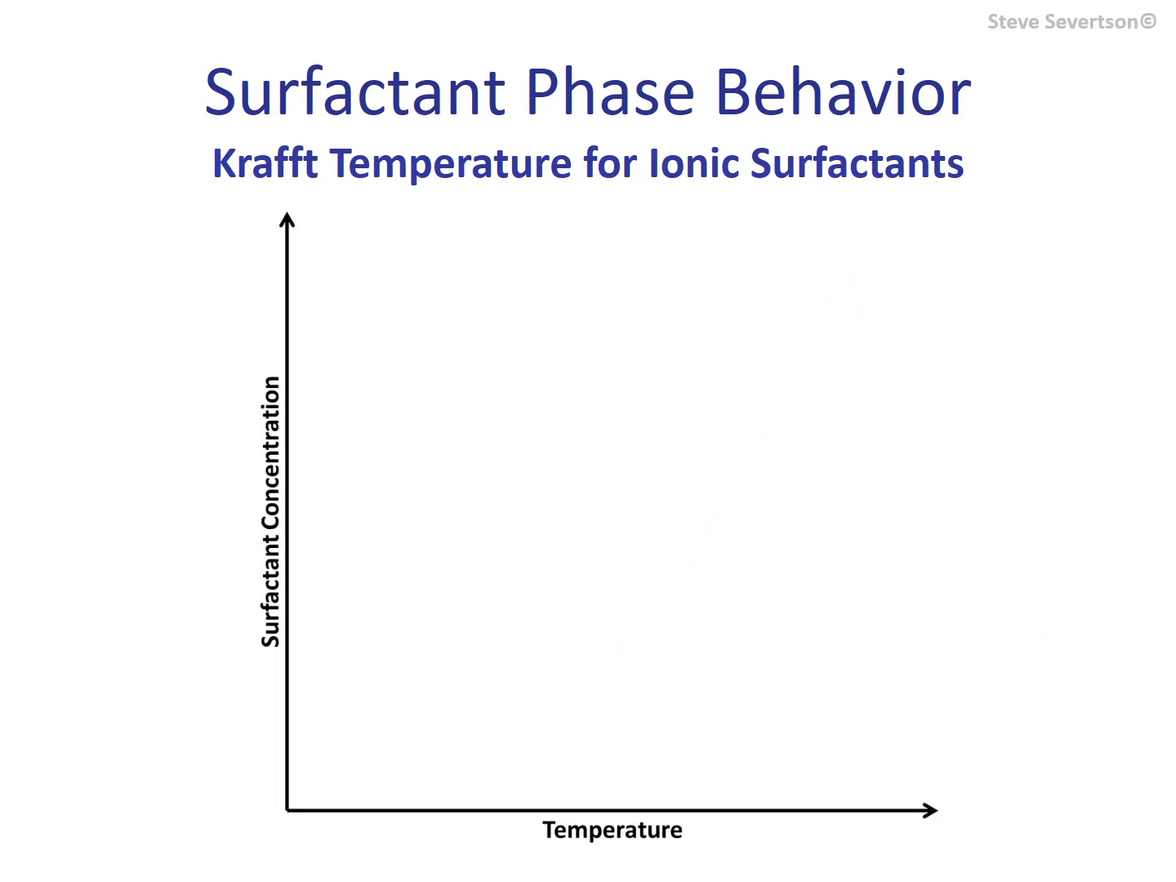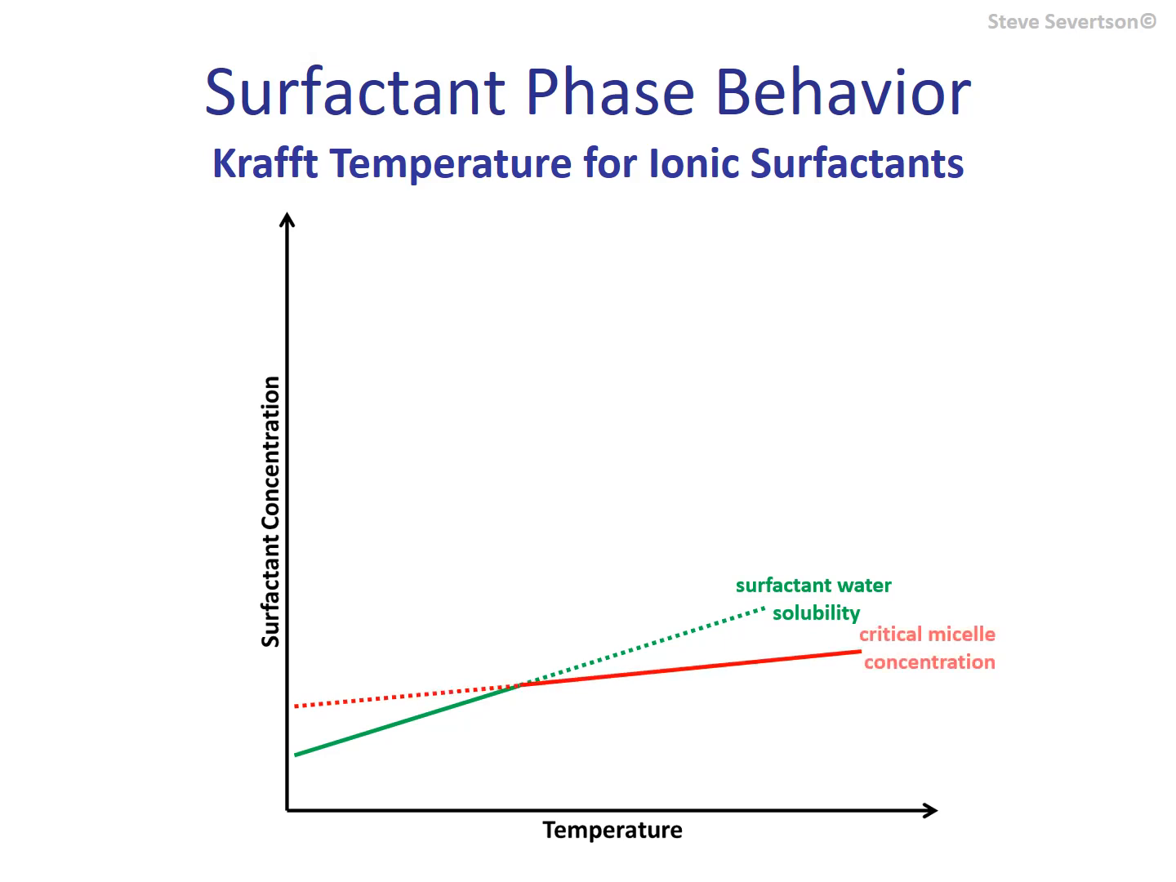The figure is a schematic plot of surfactant concentration in aqueous solution versus temperature. The green line represents surfactant solubility, which for ionic surfactants increases with temperature. The red line represents the critical micelle concentration, which also increases with temperature, but the increase is more gradual. Thus, at some point, the curves intersect. The temperature associated with this point is identified as the surfactant's Krafft temperature. The Krafft temperature is more formally defined as the lowest temperature at which a surfactant will form micelles in water.